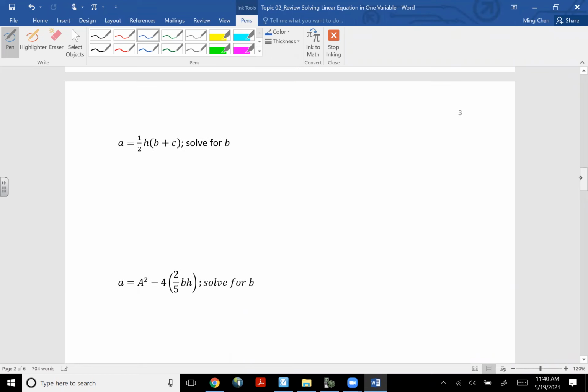All right. This formula is actually how to find the area of a trapezoid. A equal to half H times B plus C. I want to solve for B. As you can see, there are no plus or minus signs outside the parenthesis on either side. So technically, this is only two terms.